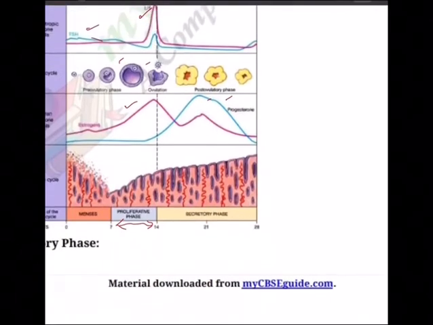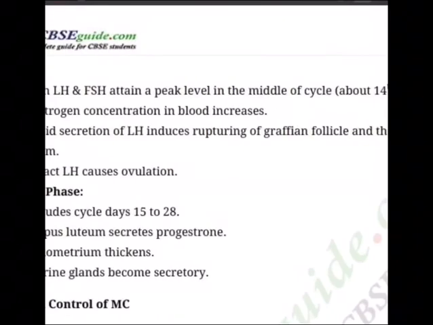So we come to the ovulatory phase, third phase, and in this both LH, luteinizing hormone, and follicle stimulating hormone attain peak level, as I just now showed you, in the middle of the cycle, that is roughly 14th day. Estrogen concentration in blood increases. Rapid secretion of LH induces rupturing of Graafian follicle and thereby release of ovum. So the functional ovum gets released because of the rapid secretion of luteinizing hormone. In fact, yes, rightly said, LH causes ovulation.